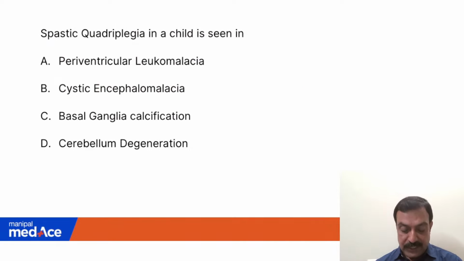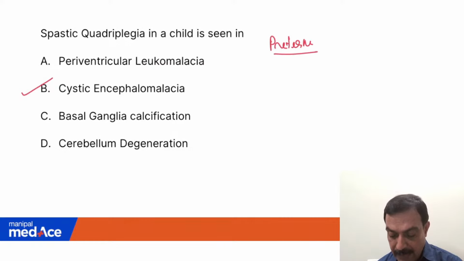So going to the next question: the spastic quadriplegia seen in a child. The options are periventricular leukomalacia, cystic encephalomalacia, basal ganglia calcification, cerebellum degeneration. The answer is cystic encephalomalacia. Periventricular leukomalacia is classically seen in preterm babies, and this is known to cause spastic diplegia. And such children are intellectually near normal.